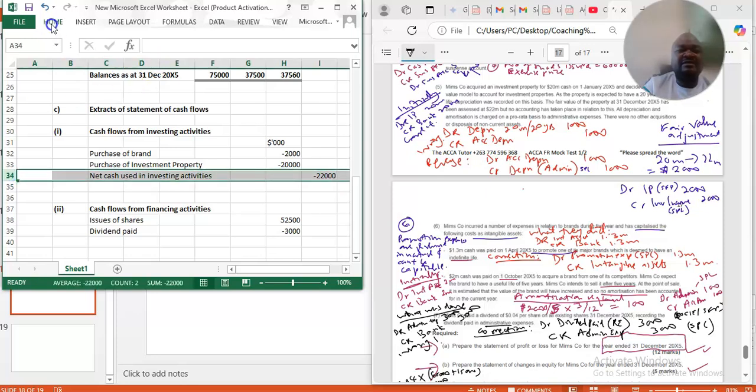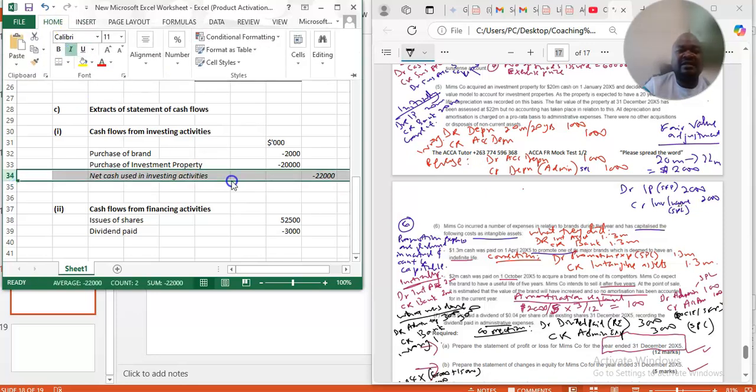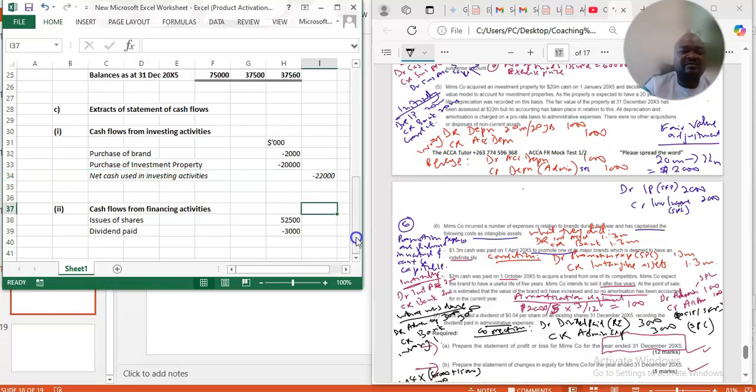Okay, you can just do some italics. Then you come here, you do yours, you get whether it is a negative total or a positive. So you get your 49,500. You can call this one net cash flows from financing activities.